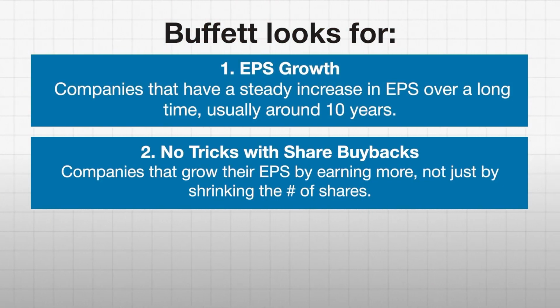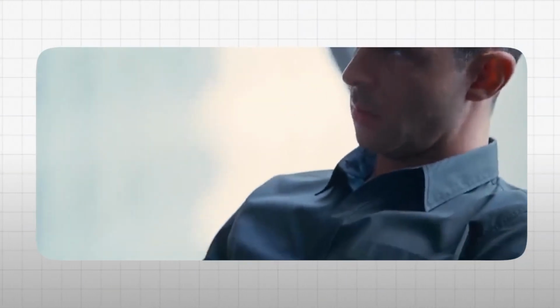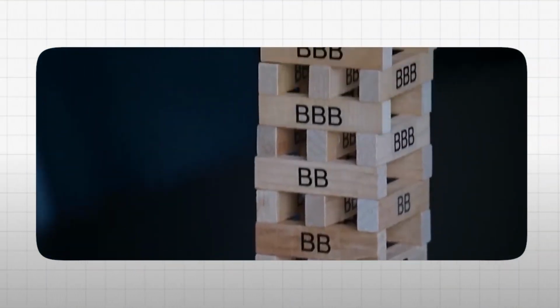Second, no tricks with share buybacks. Sometimes companies make their EPS look better by buying back their own shares, which lowers the number of shares without actually making more money. This makes EPS go up without real growth. And Buffett prefers companies that grow their EPS by earning more, not just by shrinking the number of shares.